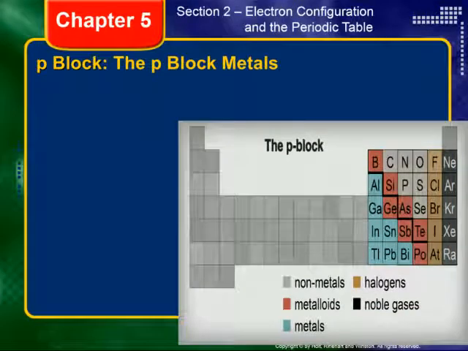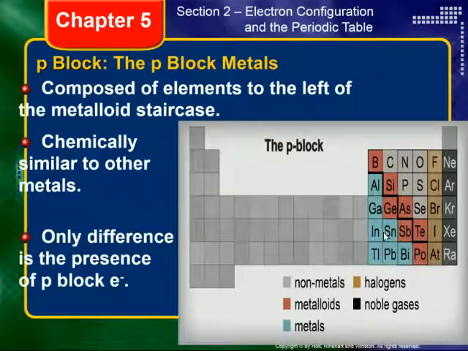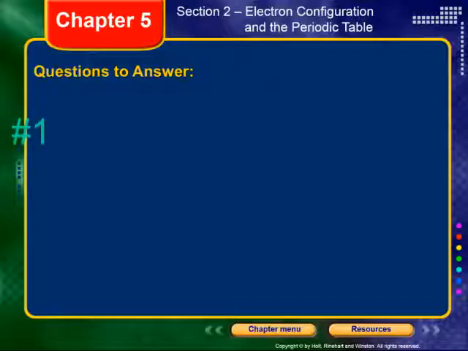Now the P block has a lot of the nonmetals, but it also has some metals. Any of these metals to the left of the metalloid staircase are called P-block metals. So aluminum, gallium, indium, thallium, lead, bismuth. These are all metals, but they are in the P block, so they're called P-block metals. Chemically speaking, they're very similar to other metals. The only difference really is that they have at least 1 electron in their P block. That's pretty much the only difference. So, P-block metals. All right, so we're getting close to the end here.